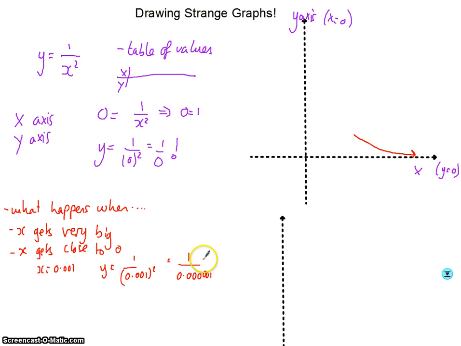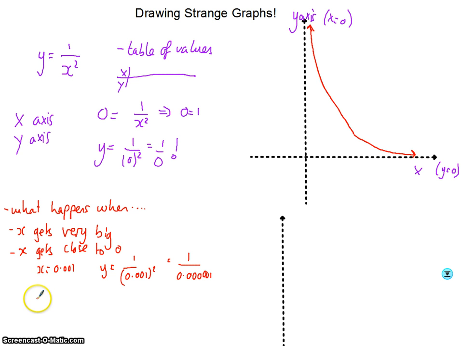So it's really big. And if you think about it, the smaller the decimal, when you square it, it will become smaller still, and the smaller the number you divide by, the bigger your number will get. So what we're saying is, as we get closer to the y-axis, we're going to get an asymptote going up this way, so it's going to be this shape. Okay, so that's what our graph should look like.